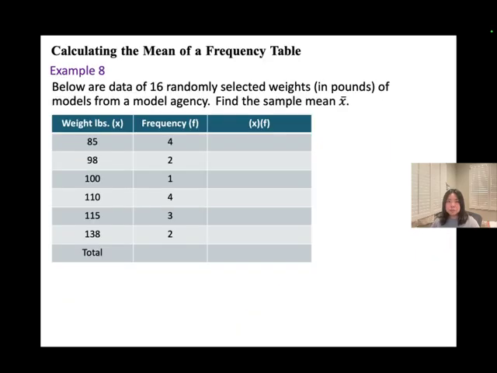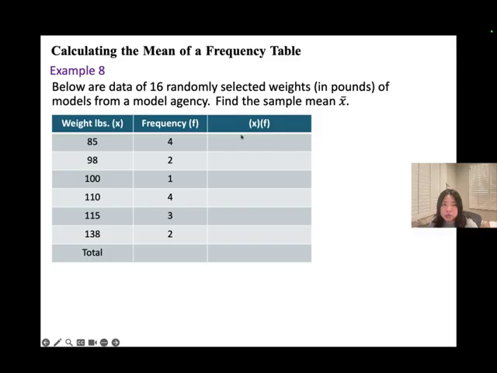Okay, calculating the mean of a frequency table. Below are the data of 16 randomly selected weights in pounds of models from a model agency. Find the sample mean. Okay, frequency table. So this means I do have 4 data with 85, and then I have 2 data that's 98. That's 1 data, it's going to be 100. Okay, and then we will present the data in the frequency table. So how can we find the sample mean?